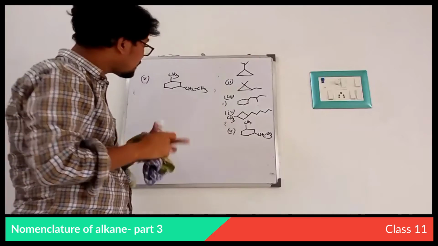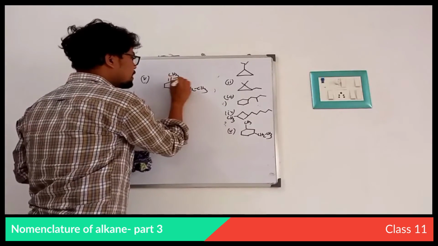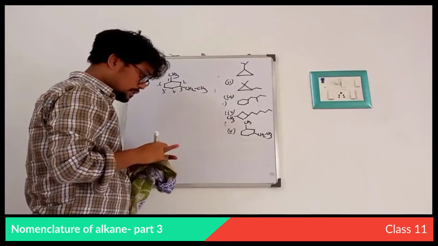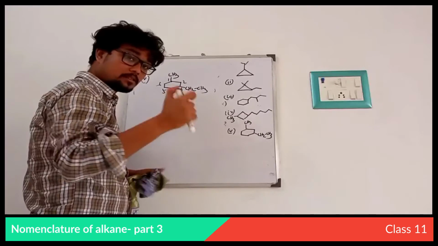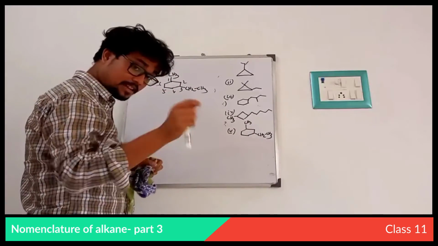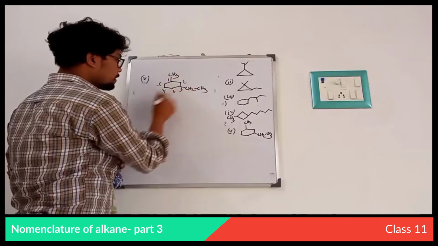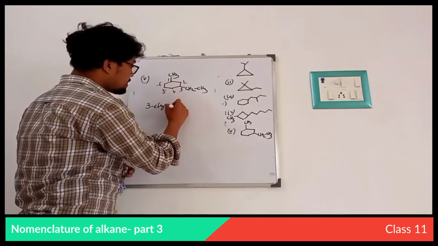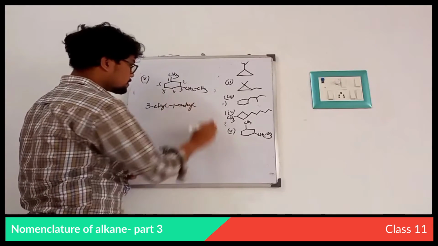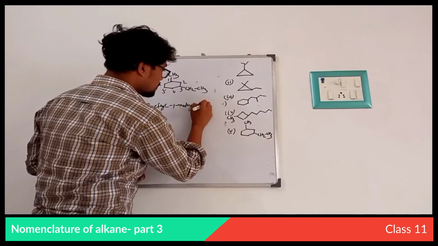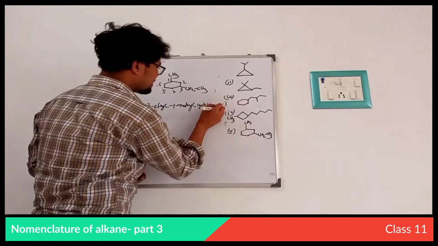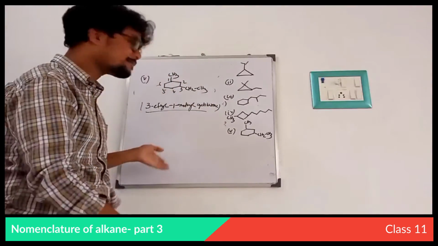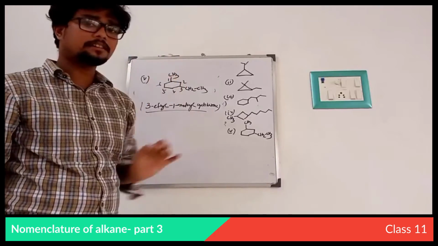Do this one. Look, starting from anywhere, 1 2 3 4 5 6 or 1 2 3 4 5 6, because we have to select the carbon having the lowest number for the substituent. So 3-ethyl-1-methyl, according to the alphabet, cyclohexane. That is very easy. This is a very easy one. Okay, this is our first 5 problems. I will solve 2 or 3 more problems, and my nomenclature of alkane will finish.